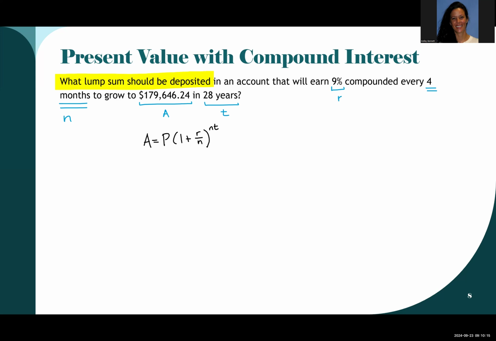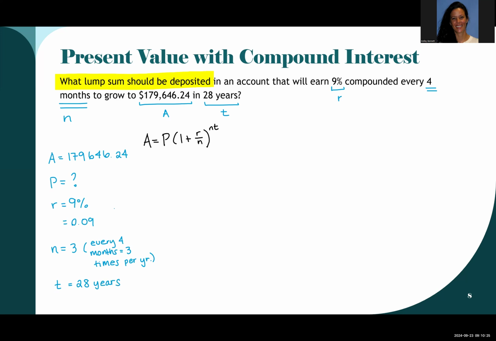And let's see if we can figure out what are the values. So we've got A, P, I don't know, R, 9%, convert it to a decimal. N is 3. So if we do something every 4 months, then that's going to be 3 times a year. So 4, 8, 12. So that's 3 times a year. I'm going to do this compounding. T is 28 years. So I'm going to plug all those values into my formula. And of course, PEMDAS.